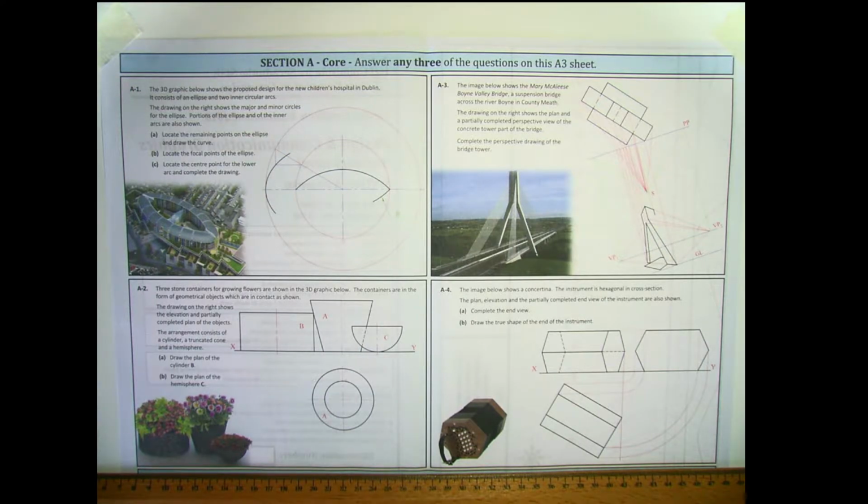This is the 2018 Ordinary Level Section A. So I'm going to go through each of these, each of the 4 questions. There's 4 questions presented. You need to answer 3 of them. You answer them on the sheet. So I'm going to go through each one of these here now.